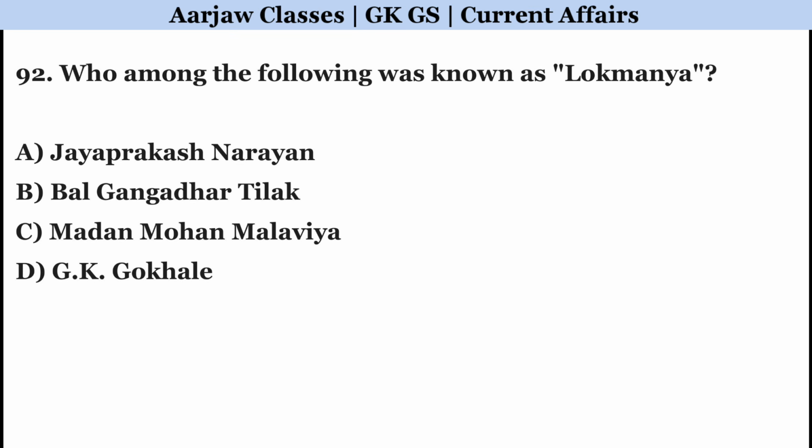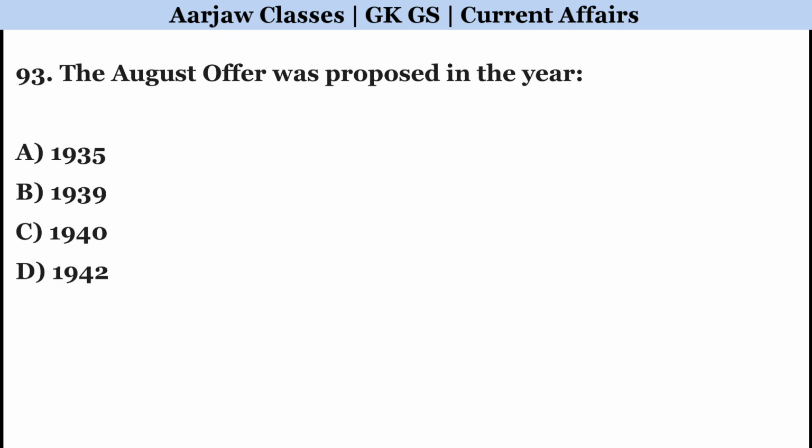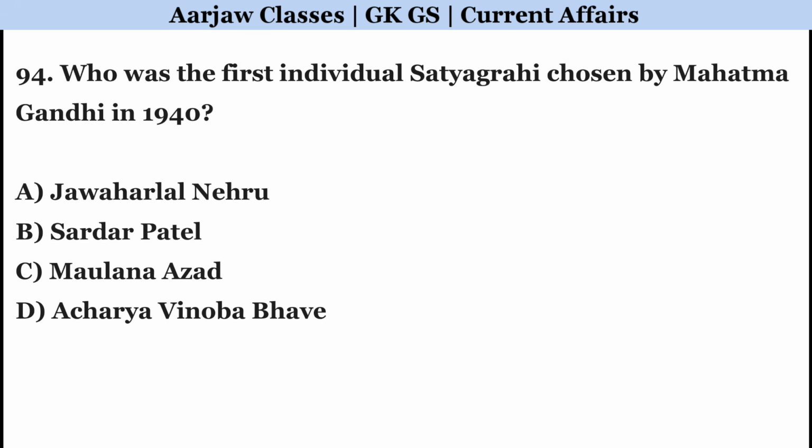Who among the following was known as Lokmanya? Correct option is B. Bal Gangadhar Tilak. The August Offer was proposed in the year. Correct option is C. In 1940. Who is the first individual satyagrahi chosen by Mahatma Gandhi in 1940? Correct option is D.